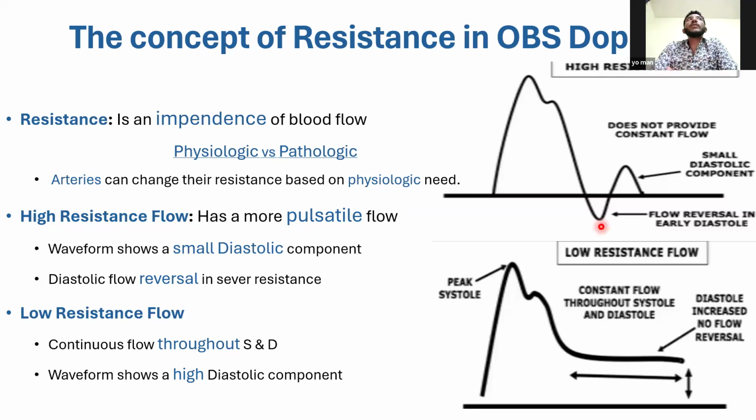Low resistance flow continues throughout systole and diastole. There is no high pulsatility. There is no jagged variation between the peak systolic and the diastolic. It's smooth, and when compared with the high resistance flow, the diastolic component is higher.